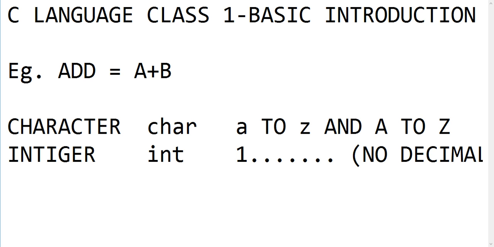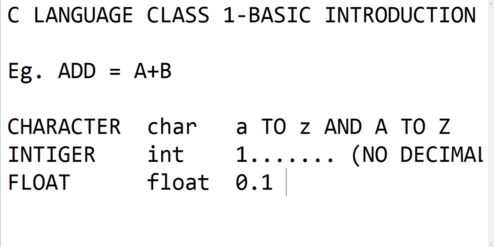The third is float. It is generally denoted by float only. The floating value of any integer means 0.1, 1.1, 1.2, the floating value of a particular integer. For instance, take it from 0.1 to a particular value. The thing is that it is only decimals.